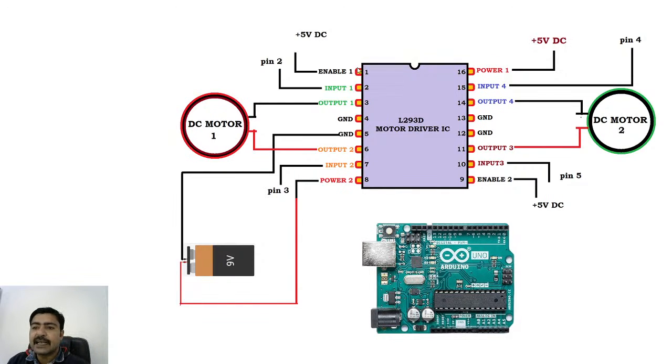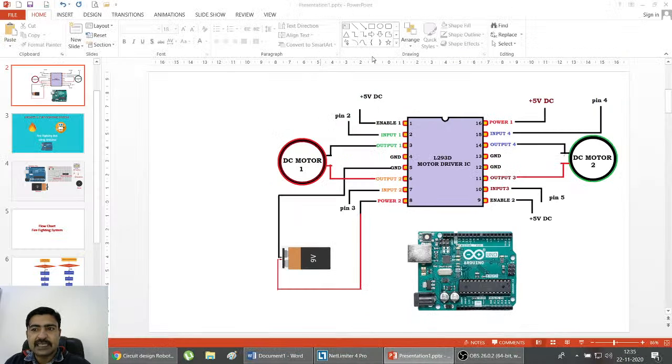Then we have this enable pin. Because we are not varying the speed of the motor, we will keep them on plus 5 volt. So this enable pin 1 and this pin number 9, enable pin 2, will be connected to plus 5 volt. If you want to change the speed of the motor, if you want to increase or decrease it, then you need to connect it with the analog pin. But in this case, we are keeping the speed constant.